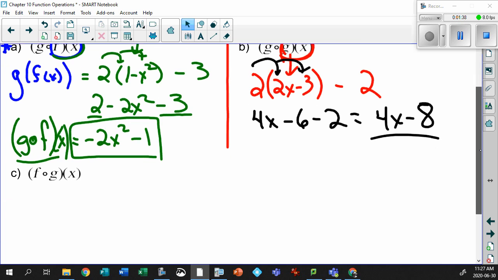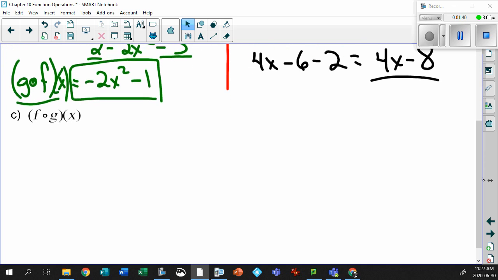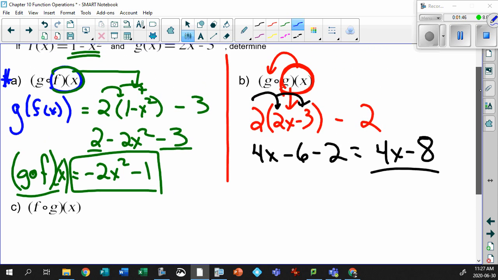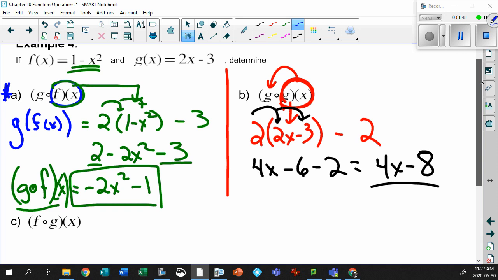Okay, keep on going. Look at this one, f of g of x. Now, again, I've lost the g of x's and all that other stuff, so I'm going to rewrite them right now. Don't forget that f of x is 1 minus x squared, and g of x is 2x minus 3. Okay, perfect.